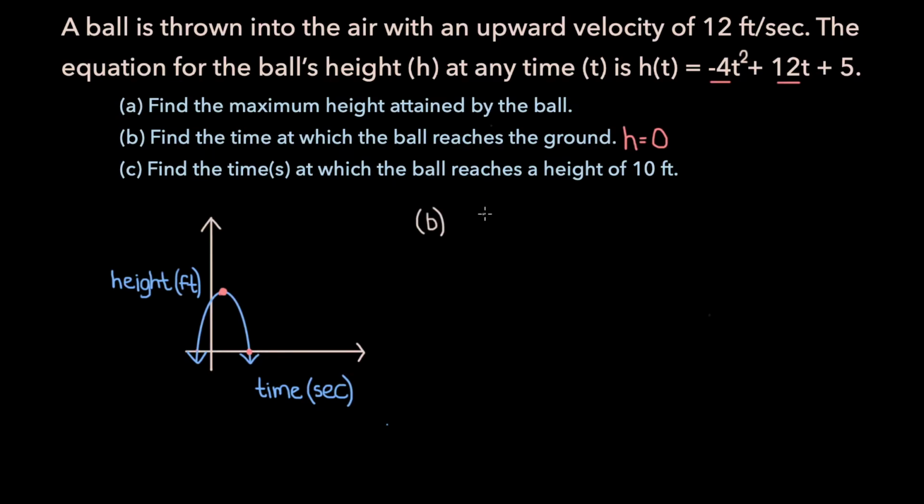Well, to find the x-intercept, we just take our equation h of t and set it equal to 0. So we have negative 4t squared plus 12t plus 5 equals 0. But how can we solve this equation? Well, of course, since it's a quadratic equation, we can use the quadratic formula to solve for the values of t where h of t is equal to 0.